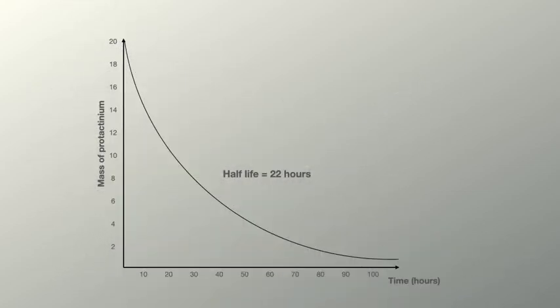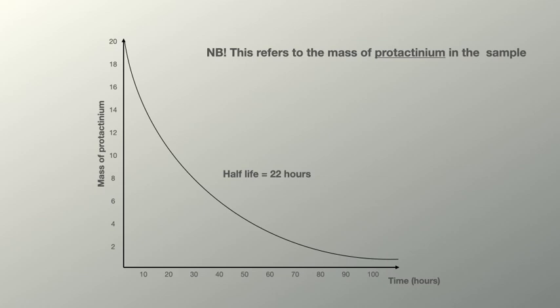So let's go back to protactinium again. We could also look at the mass of protactinium in the sample. Again, that's going to decline over time in exactly the same way with exactly the same half-life. One thing I should emphasize here though, we're talking about the mass of protactinium here, not the mass of the sample as a whole. Remember, the protactinium is turning into actinium. So protactinium atoms are turning into actinium atoms, and they still weigh not quite as much, but a fair amount. So the total mass of the sample is not the mass of the protactinium.